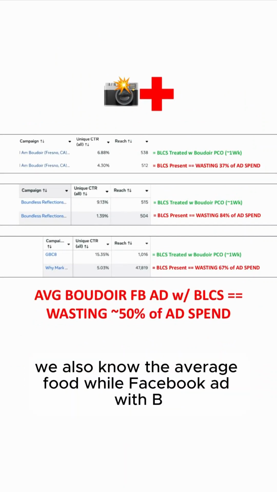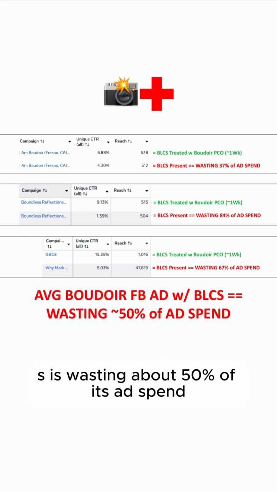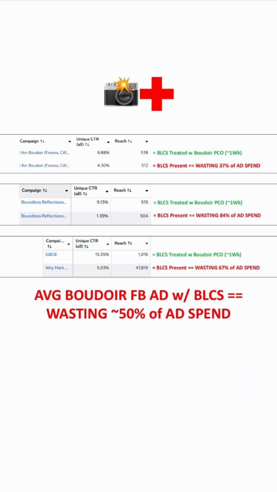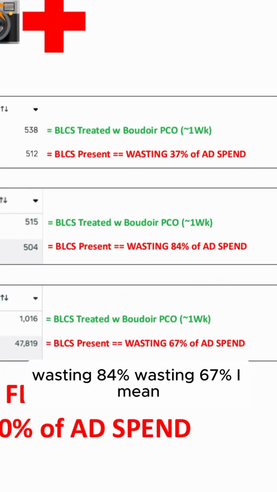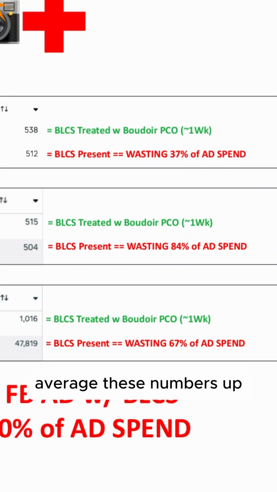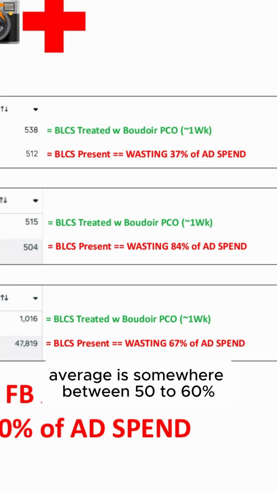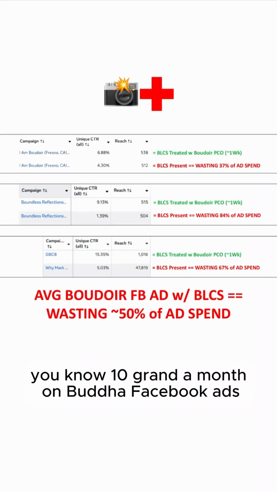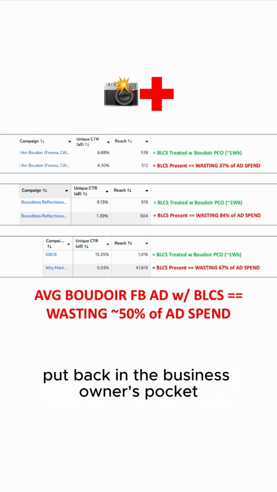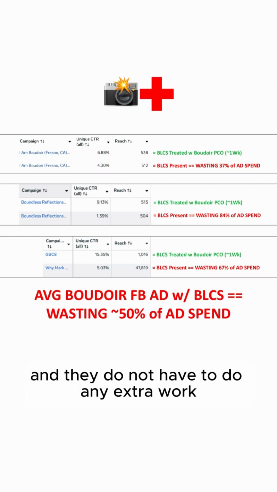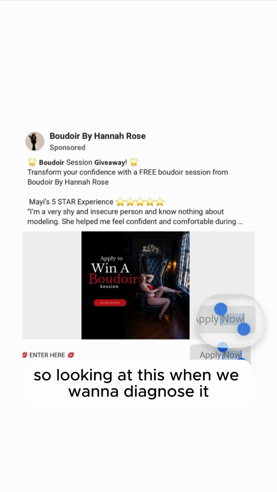Now, we also know the average Boudoir Facebook ad with BLCS is wasting about 50% of its ad spend. I mean, look at the numbers here: wasting 37%, wasting 84%, wasting 67%. Average these numbers up, the average is somewhere between 50 to 60%. So if they're spending 10 grand a month on Boudoir Facebook ads, approximately 5K every single month, or 60K over the next year, we can eliminate that and put it back in the business owner's pocket, and they do not have to do any extra work. So looking at this one, we want to diagnose it.